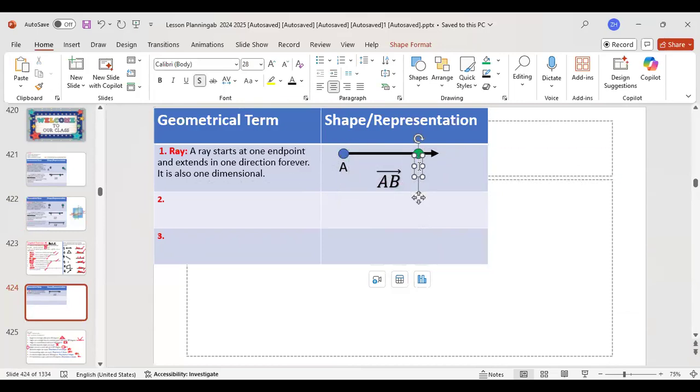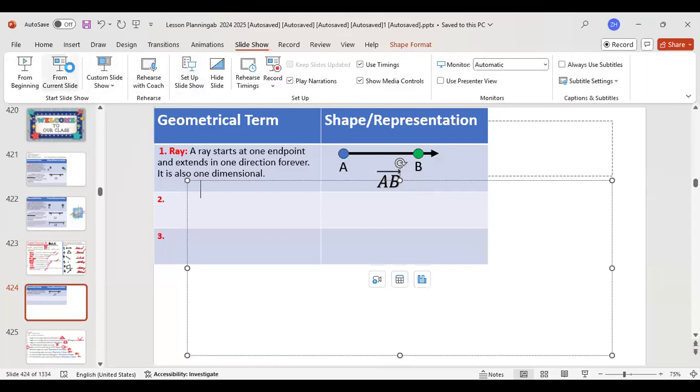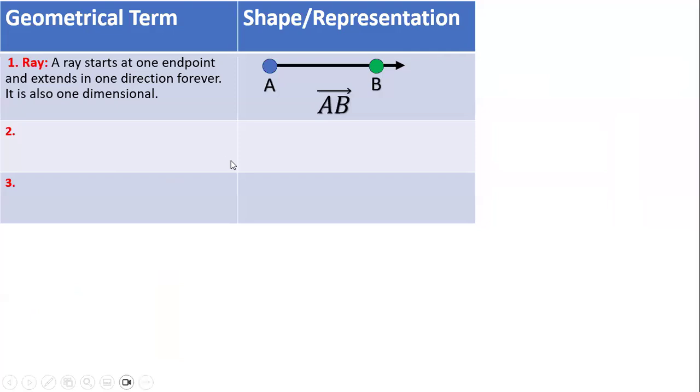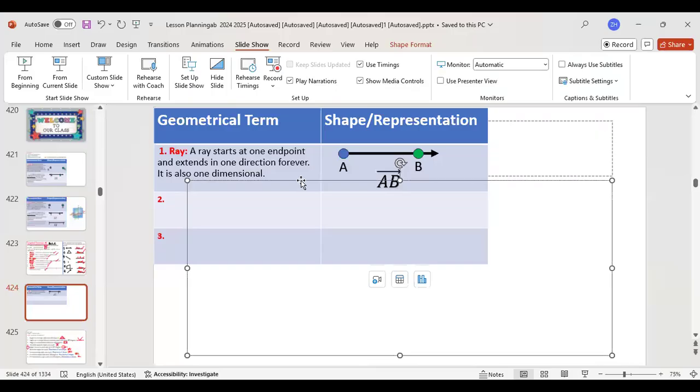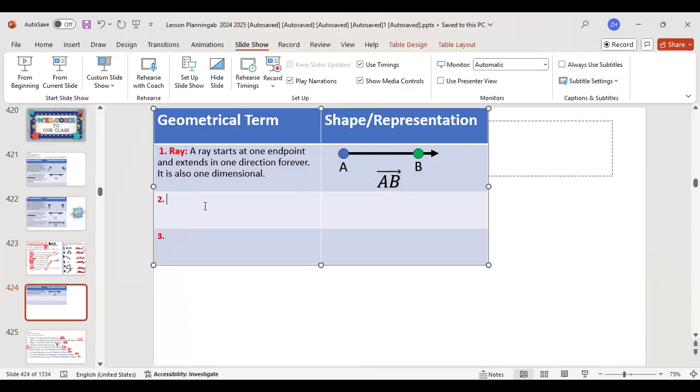Notice that one side goes on forever and ever, and one side, like the terminal side, it ends. Okay. So go ahead, Nikisha, read the definition of ray. Ray starts at one endpoint and extends in one direction forever. It is also one-dimensional. Very good.